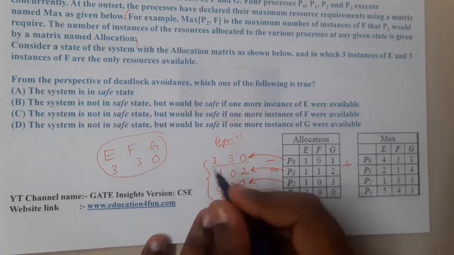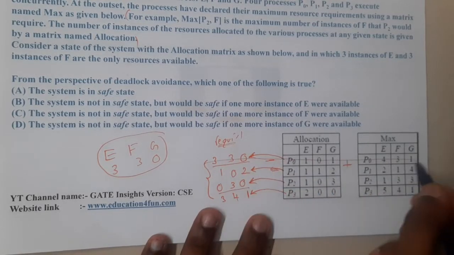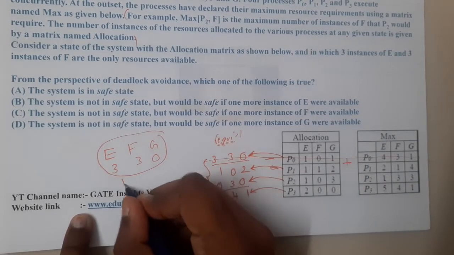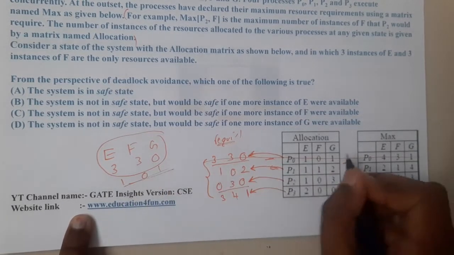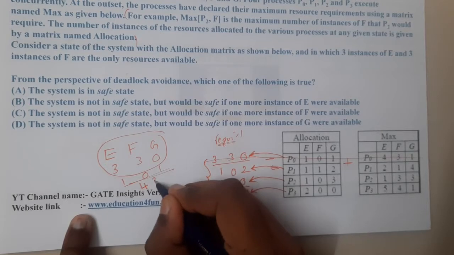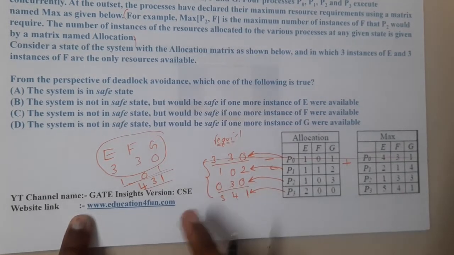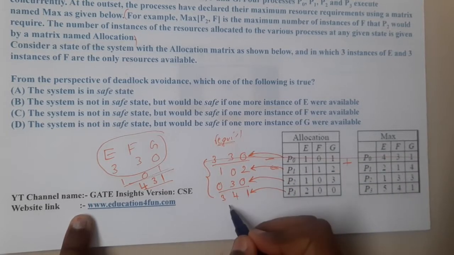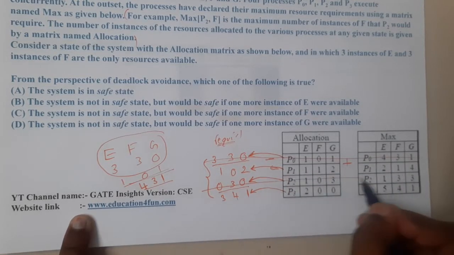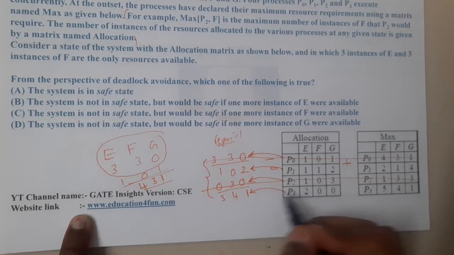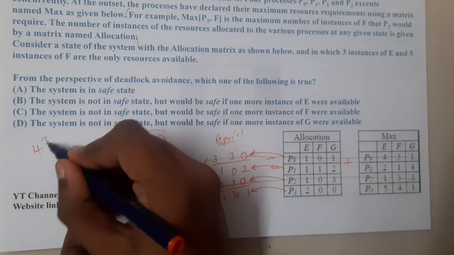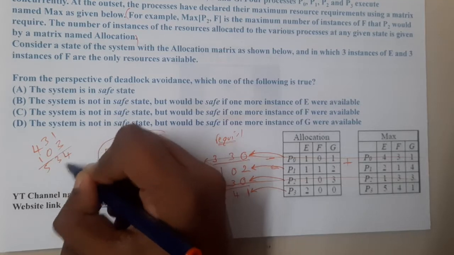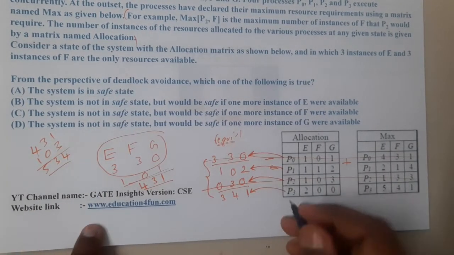Let us go in order and complete P0 first. If I complete P0, what will it release, guys? It is going to release 1 0 1. So at the end of completion of P0, I will end up with 4 3 1 resources. Now with 4 3 1, the only option I have is to execute P2. So 4 3 1 plus 1 0 3 gives 5 3 4. Now with this 5 3 4, whom can I execute?